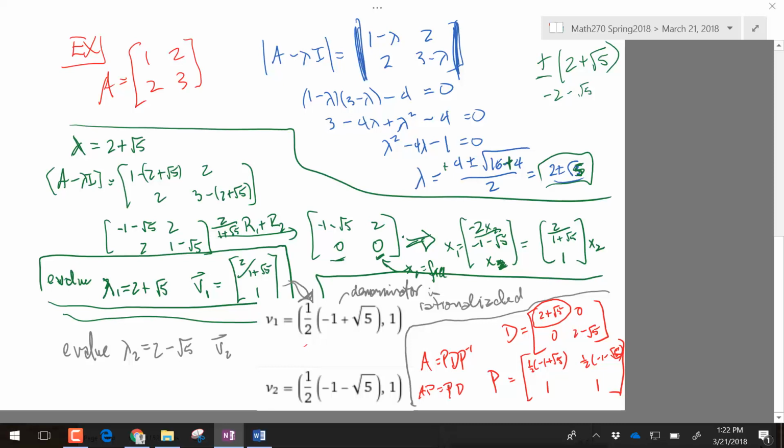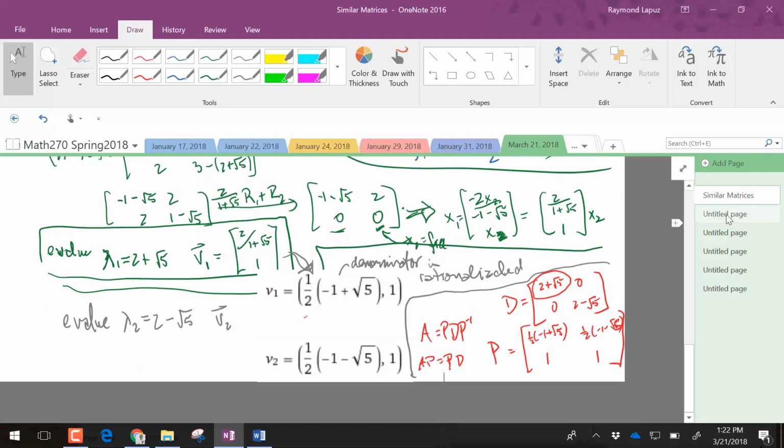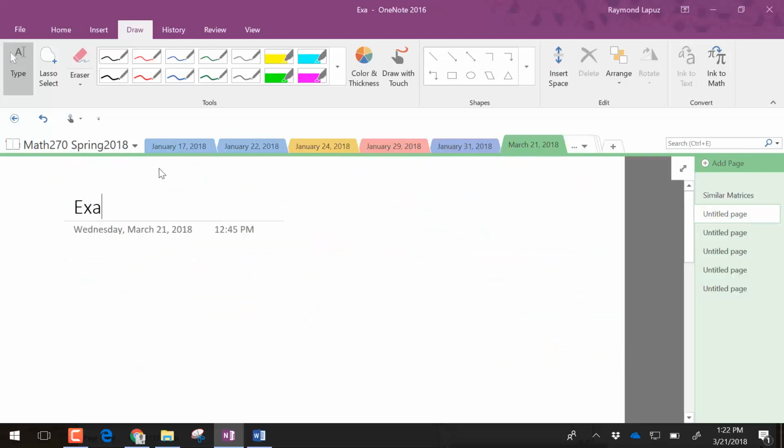But really, you should find the inverse. But we're not going to worry about that. Okay, let's do another example with the 3x3 and hopefully a nicer one. Do you have a nice one? All right, so let's move on. Example.